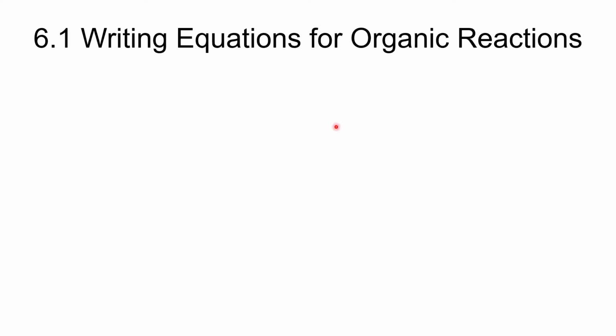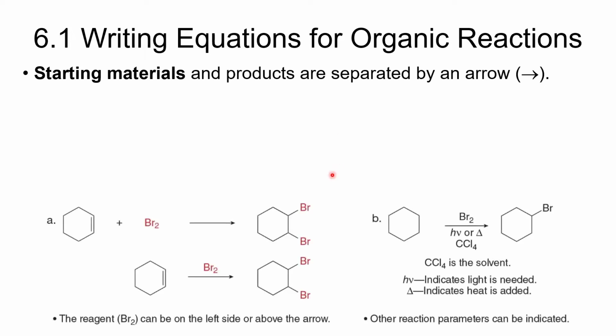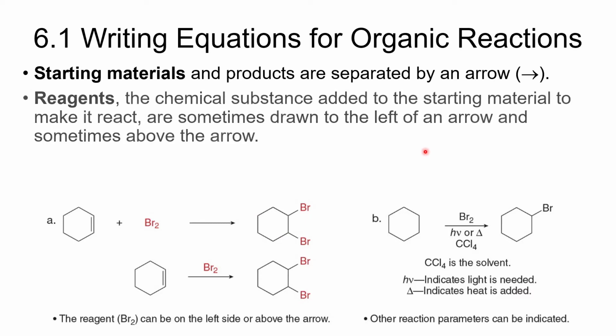So first, when we're writing out equations for organic reactions, we want to make sure that we have the right components. We'll have our starting materials over on the left, and the products will be over on the right. They will be separated by an arrow. Down here, I've got a few examples of starting materials. The starting material here is cyclohexene, and our product on both of these, as they're written, is 1,2-dibromocyclohexane. And then, of course, the arrow is in between.